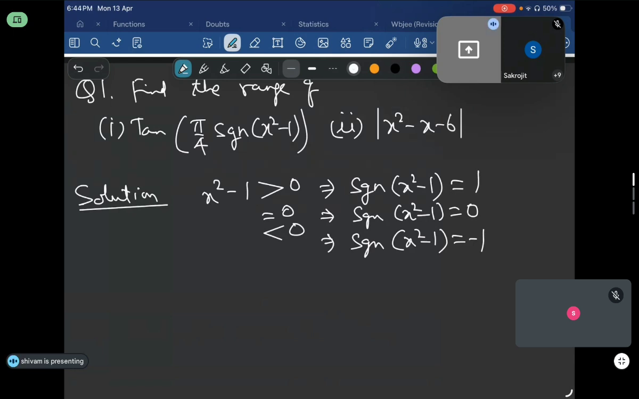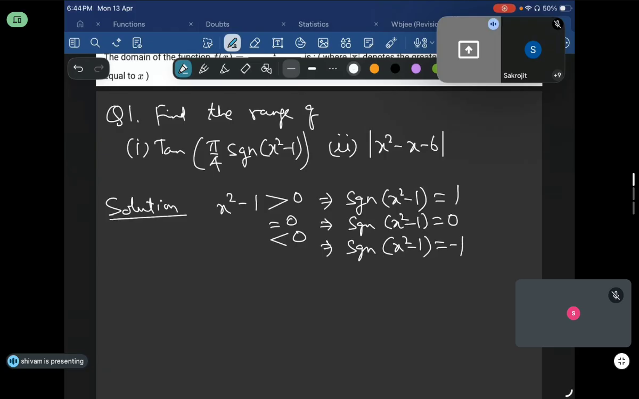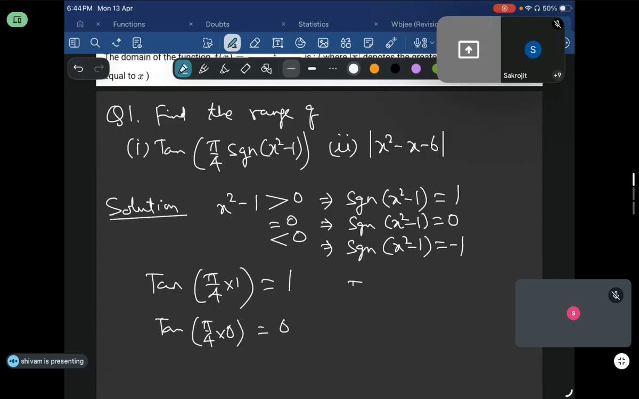Yes, Mimel, part 2 is correct. Yes, Abhipsha, part 1 is correct. So pay attention, everyone. What have we got? Tan of pi by 4 into 1. This will be equal to tan pi by 4, which is 1. Next one will be tan of pi by 4 into 0, which is equal to 0. Yes, Shomita, your answer is correct. Tan of pi by 4 into minus 1 will be equal to minus 1.